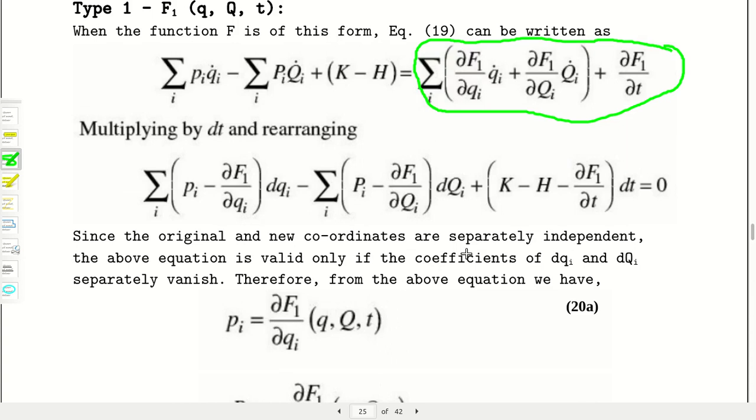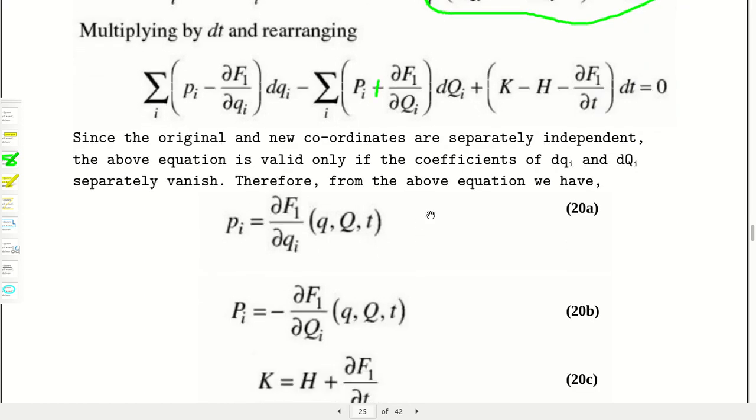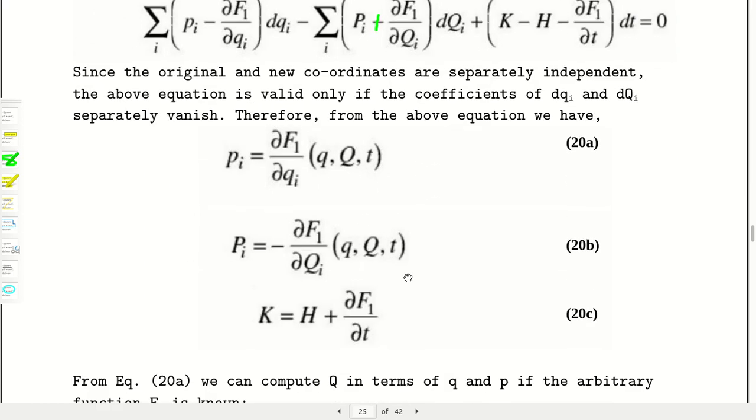So Pi is equal to ∂F1/∂qi, and capital Pi is equal to ∂F1/∂Qi. Here I can see some printing mistake, because it is plus. This is not minus, this has to be plus, because Qi is taken over the left hand side and plus will be minus, so minus is common and this will be plus. So if this is equal to 0, Pi is equal to minus ∂F1/∂Qi. The equation here is right, correct. These equations are very much correct.